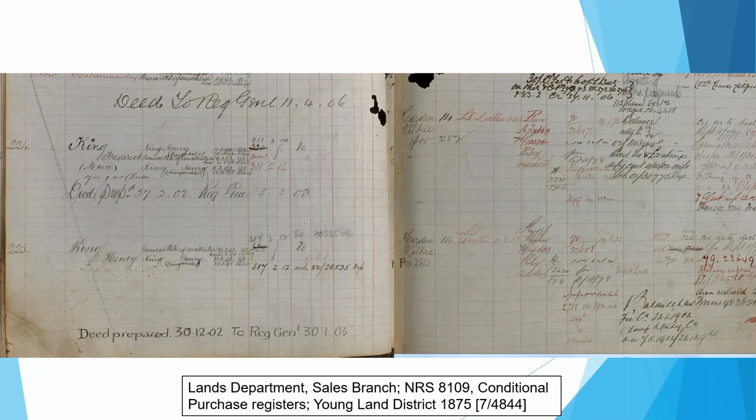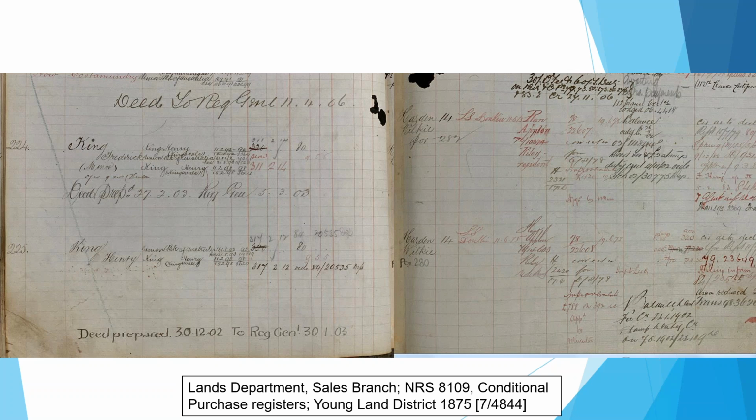The next record that you can see here is the conditional purchase register for Henry King, who was the man from the parish map that we looked at. We've got the two conditional purchases there, one after the other, and then going across the page, it just gives us details about letters that were received by the Lands Department on this conditional purchase block. It tells us any transfers, so he's mortgaged that property out to the bank and then taken it back again. And then you can also see down the bottom there, we've got deed prepared 30/12/1902 and to the Registrar General 31/1903. That would mean that this is when the land has become freehold.